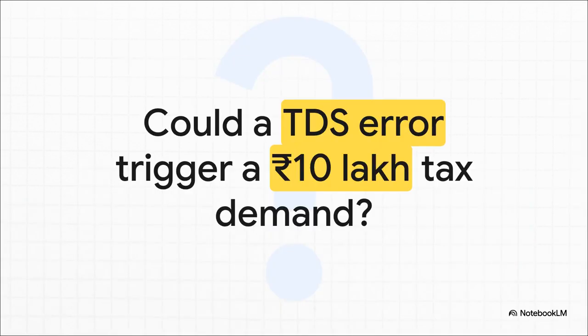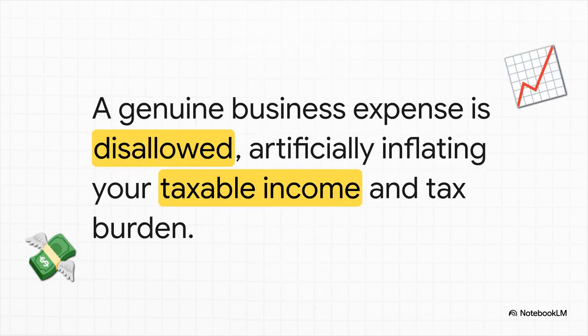So let me start with a question that might sound a little bit crazy. Is it possible for one TDS error on one single payment of 30 lakhs to land you with a tax demand of nearly 10 lakh rupees? The answer is a resounding yes. It's not just possible, it happens. But how? Well, here's the kicker.